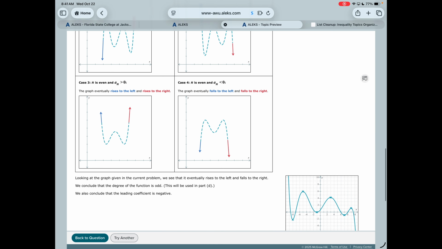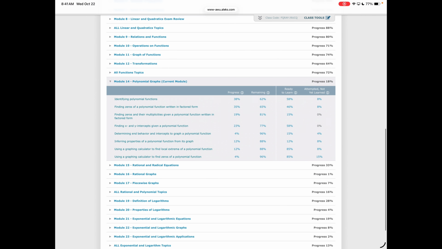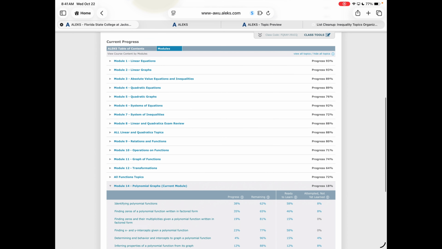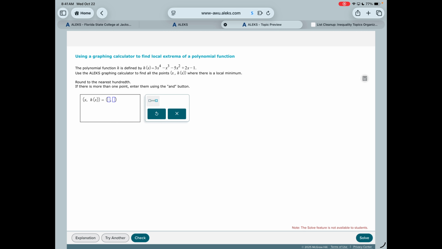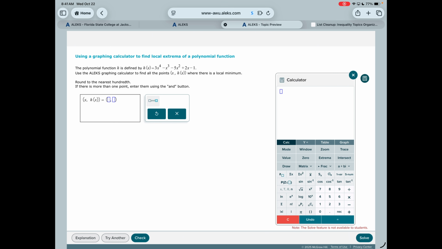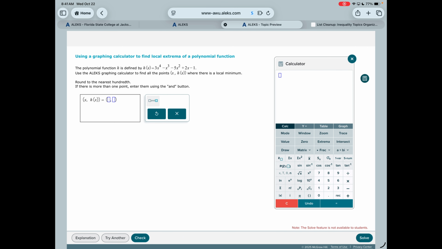All right, the last 2 topics are the easy ones, or should be, hopefully. I honestly have not worked these, so I have no idea. I may even have to look at the explanation here to do this. This one is a full-on graphing calculator. What we just did was doing it by hand, but we have technology to do most of this stuff.